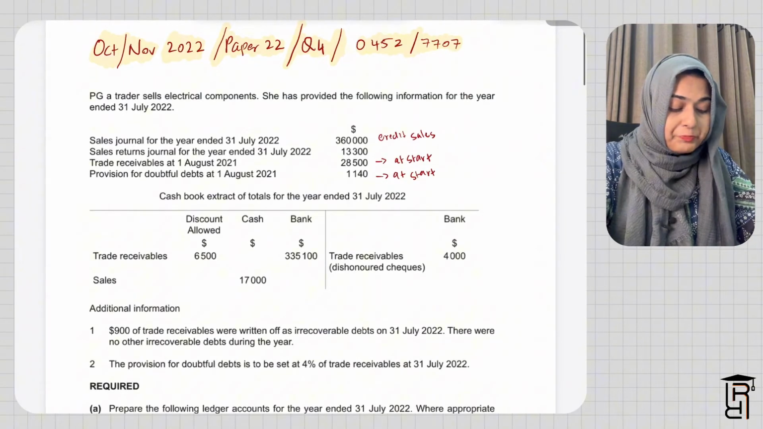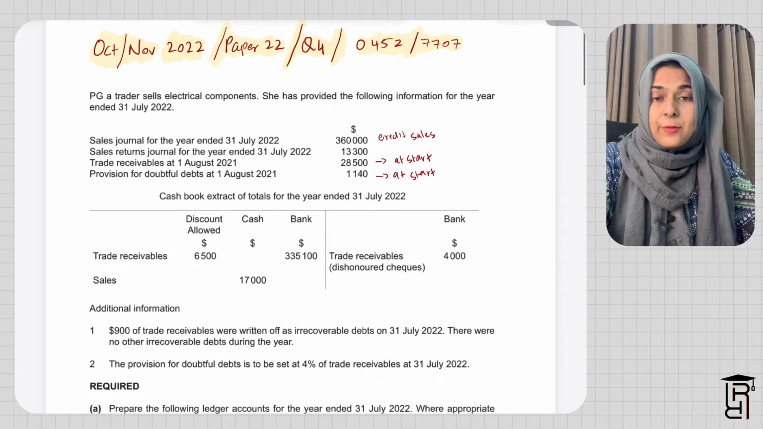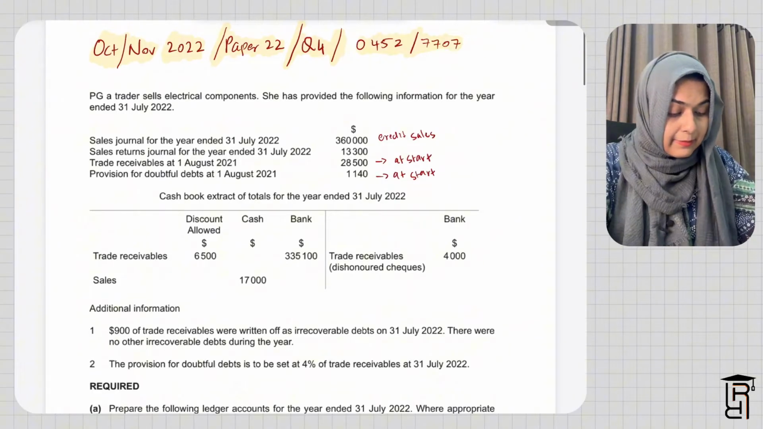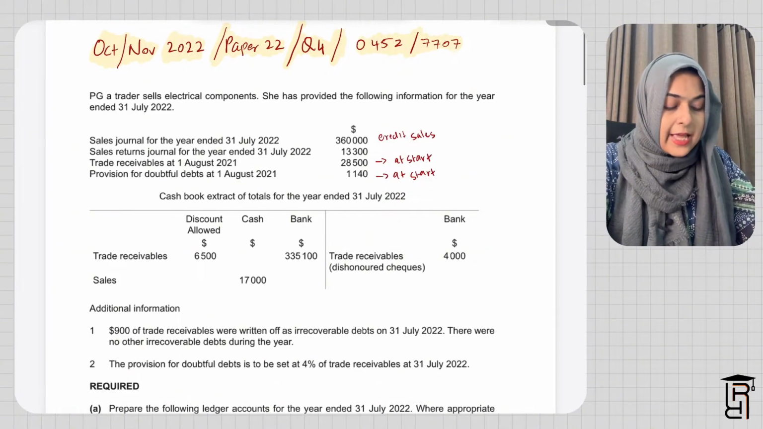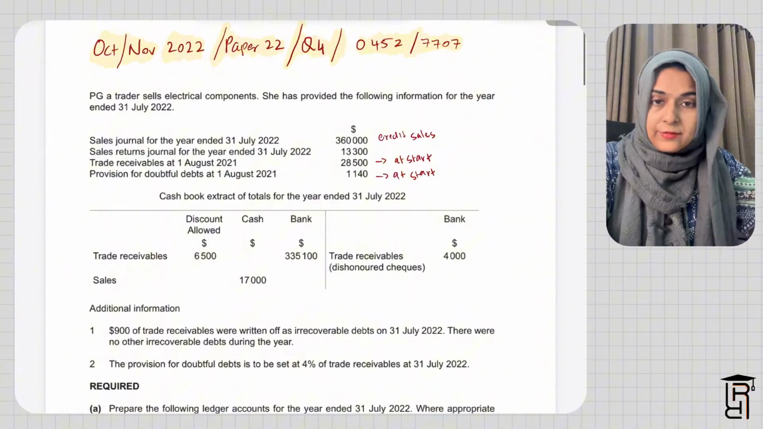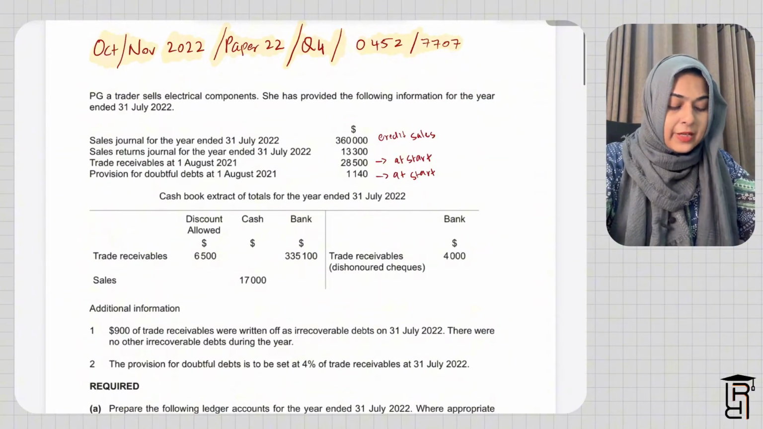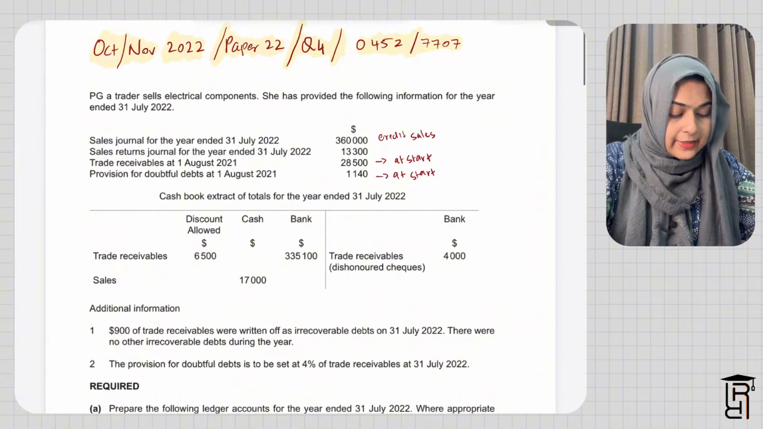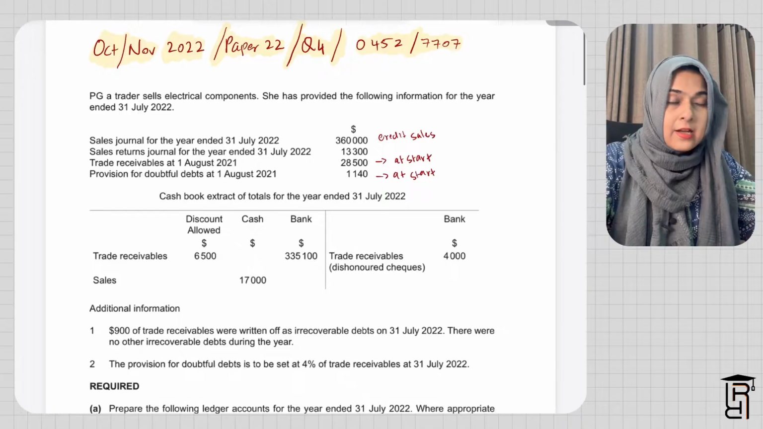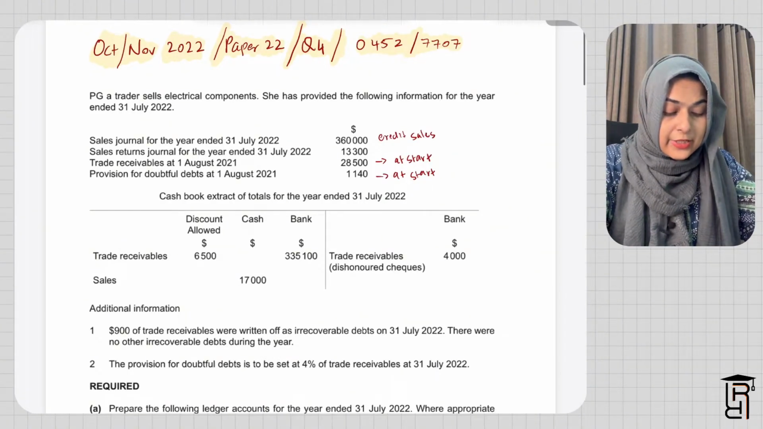They've given you the amount that we have received from our trade receivables, which is this amount, 335,100, and the discount that we have given to our trade receivables is 6,500 in this particular question. If you look at this sales, cash account is being debited and sales account is being credited for this. So this means this is cash sales.